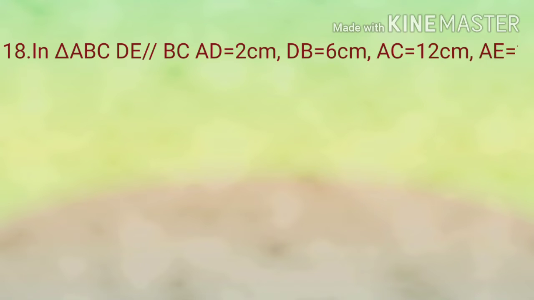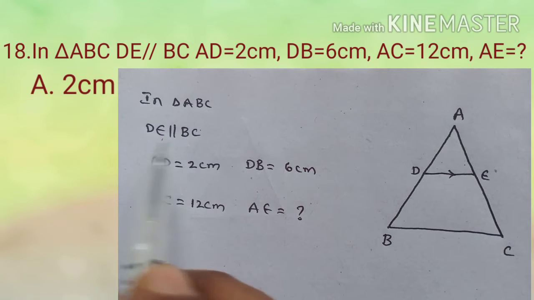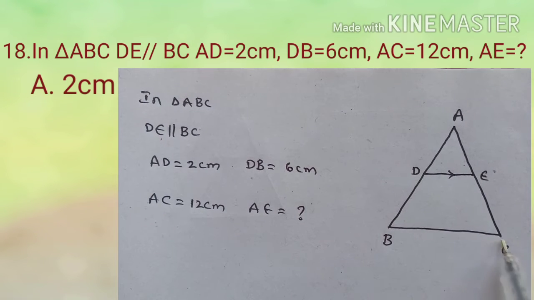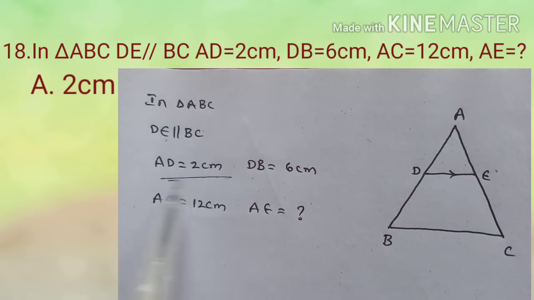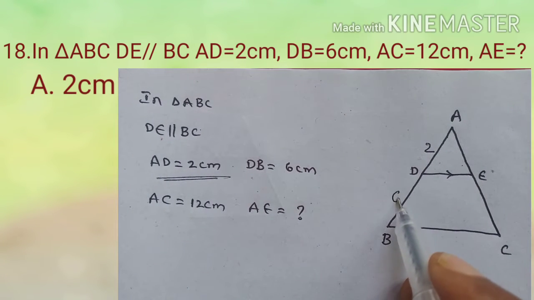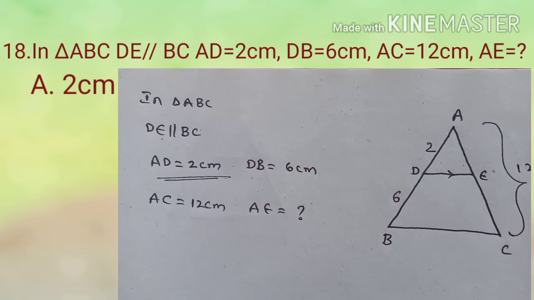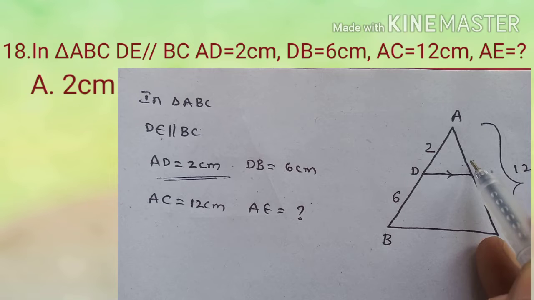Here is the problem. In triangle ABC, DE is parallel to BC, AD is equal to 2 centimeters, DB is 6 centimeters, AC is 12 centimeters. Then what is AE?